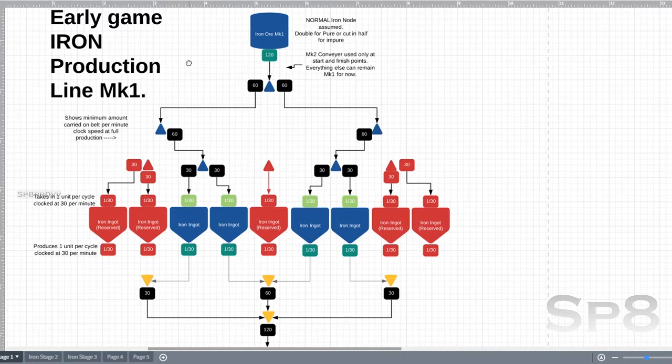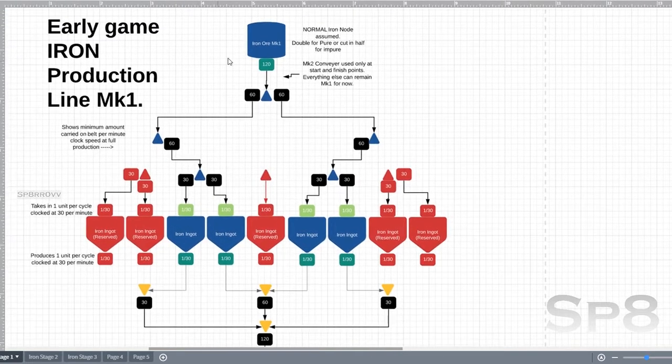So we're talking about Mark 1 production. We've got Mark 1 nodes, maybe a Mark 2 belt here in this little bit if we can afford it, Mark 2 conveyors, and we're splitting everything up. So everything in red here we can ignore for now. It's not important till later, but you might want to consider leaving some space for it.